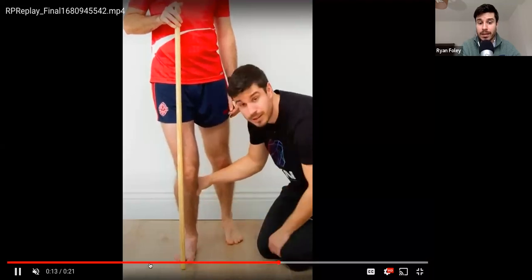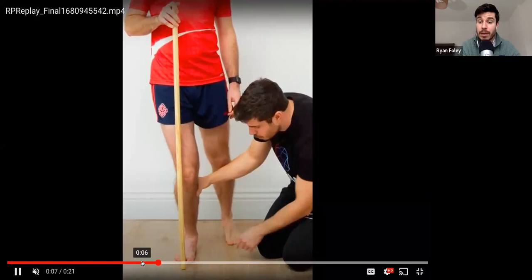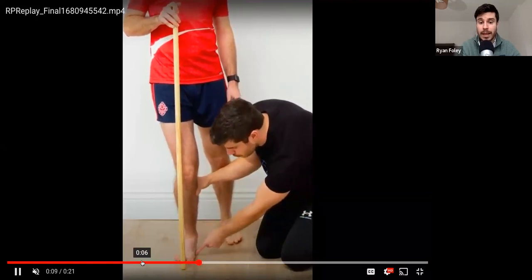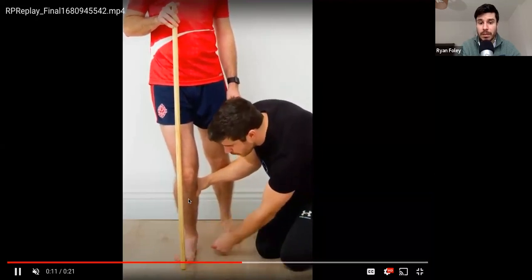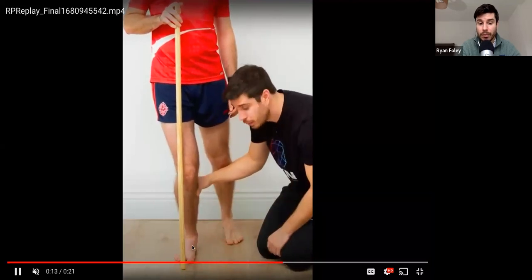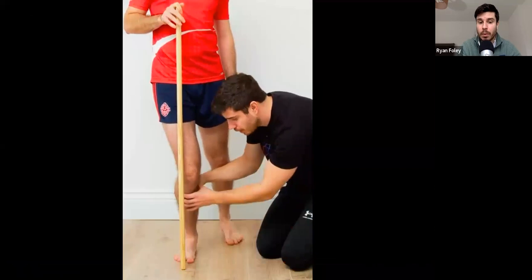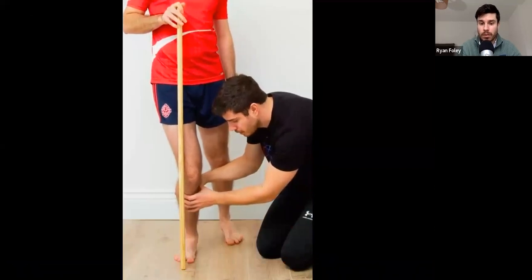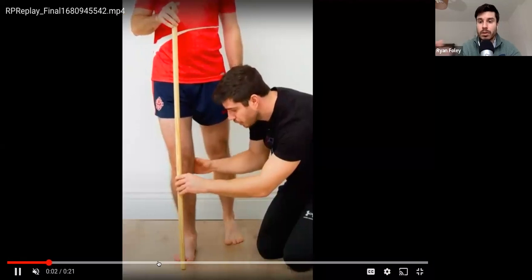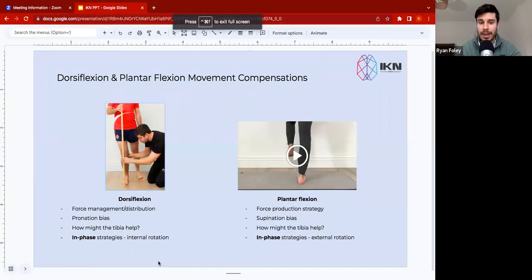So the goal is to get the knee to the dowel, but how are they getting there? And does that represent that the motion is coming from the ankle? If you see this in-phase strategy of the tibia moving internally to drag the foot into internal rotation and pronation, that represents that the motion is not coming from the ankle. We're distributing some of that movement into the foot. So we're not concentrating that movement or mobility at the ankle.